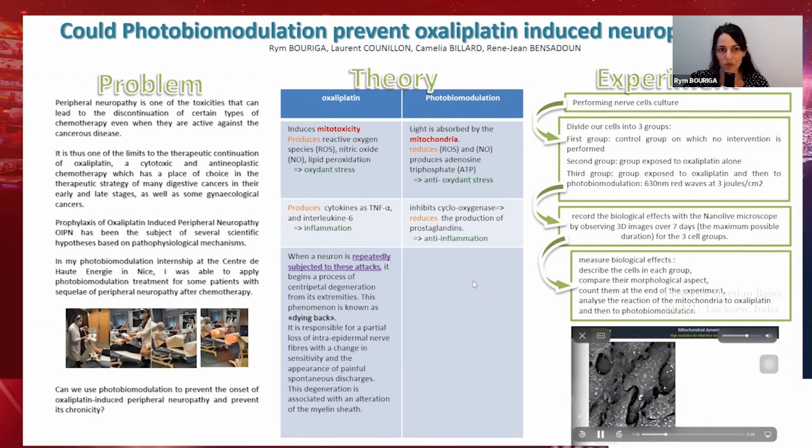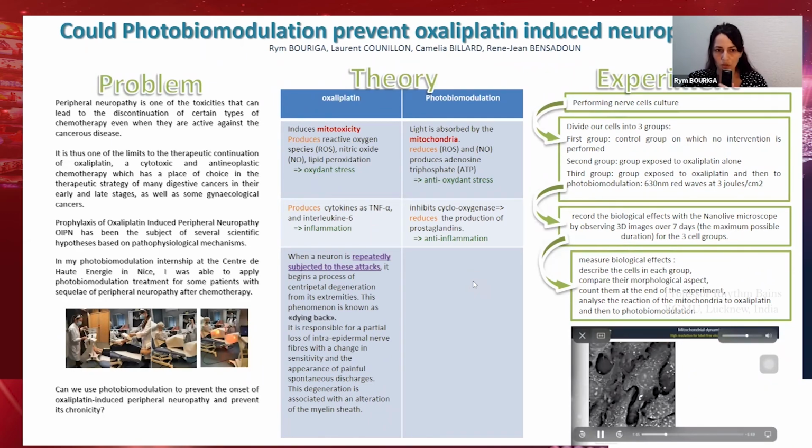Catherine Buriga, and I'm going to present you this poster entitled "Could Photobiomodulation Prevent Oxaliplatin-Induced Neuropathy?" We know that oxaliplatin is a cytotoxic and antineoplastic chemotherapy, which has a place of choice in therapeutic strategies in many digestive cancers especially. But even when it is active against the cancerous disease, we are led to stop it because of its limits, if it is limited by the neuropathy.